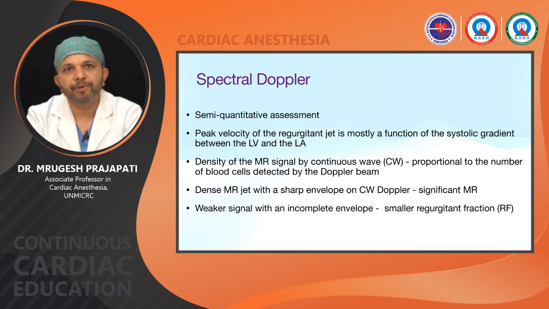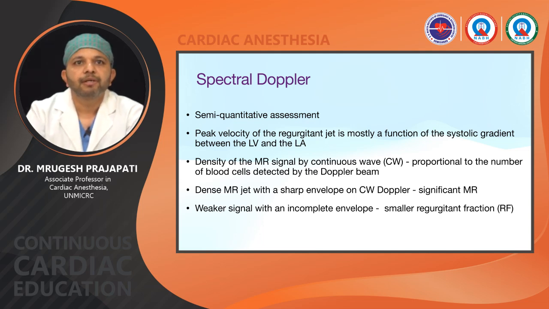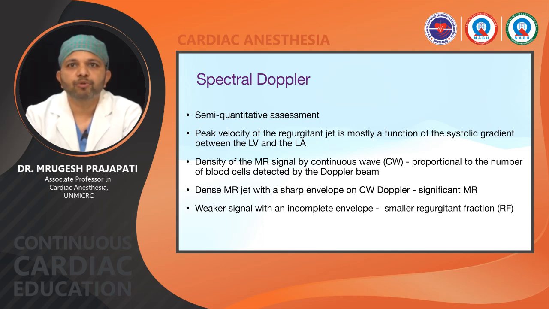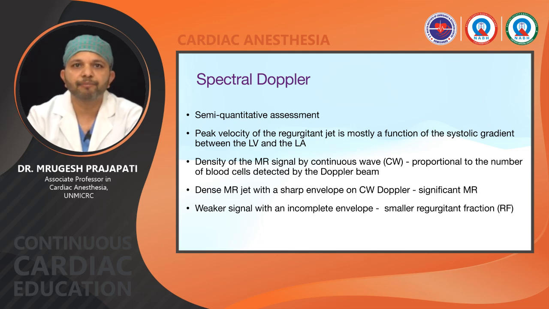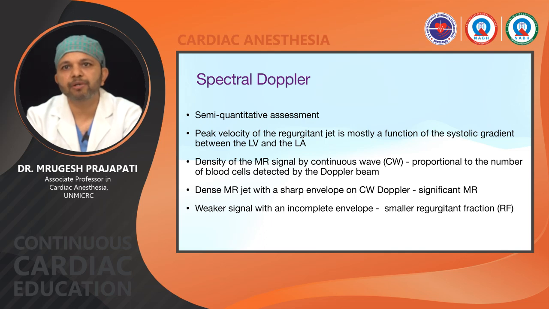Spectral Doppler is also a semi-quantitative assessment method. The peak velocity of the regurgitant jet is mostly a function of the systolic gradient between the LV and the LA. The density of the MR signal by continuous wave is proportional to the number of blood cells detected by the Doppler beam. A dense MR jet with a sharp envelope on continuous wave Doppler will suggest significant MR, while a weaker signal with an incomplete envelope suggests a smaller regurgitant fraction.